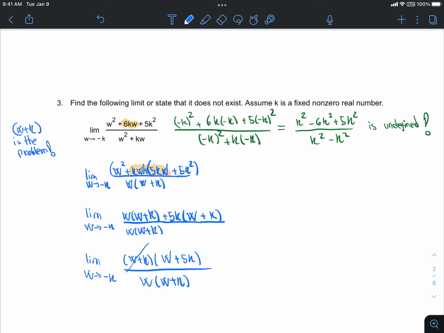Finally, I can factor out or cancel out w plus k, in the limit when w goes to minus k of w plus 5k over w. That I'm able to plug things in. So plug in w equal to minus k, so that's minus k plus 5k over k. So 5k, you lose a k, you get 4k over k. Divide the k's, and the answer is the nice little number 4.